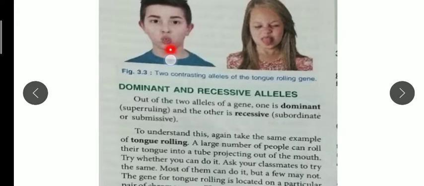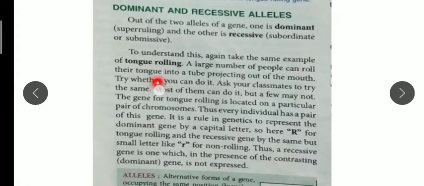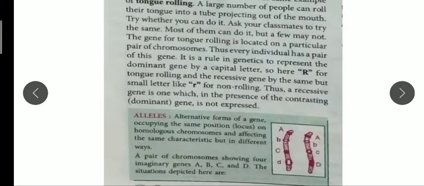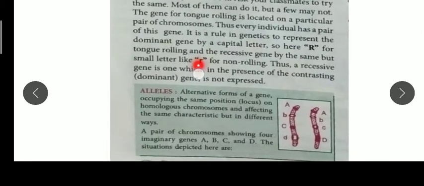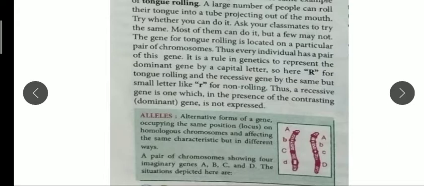On the other hand, few do not have the dominant gene. In that case, the recessive gene is expressed, so the person is unable to roll the tongue. You can also try, as I said, in front of the mirror. Please see whether you have the rolling gene and are able to do it like the boy, or the non-rolling gene. It is very simple and you can easily do it.